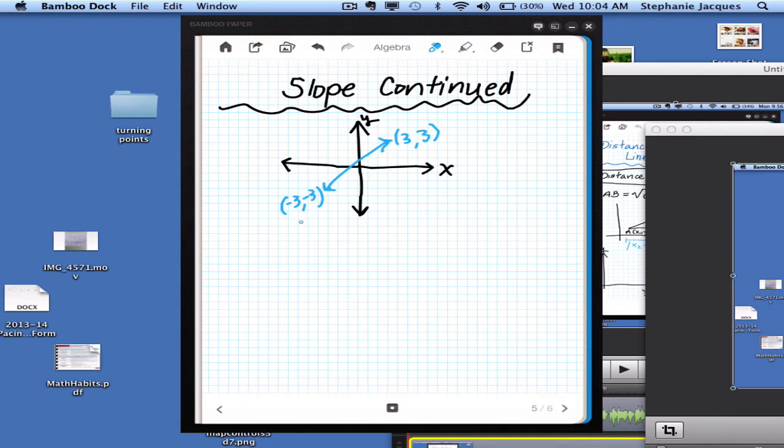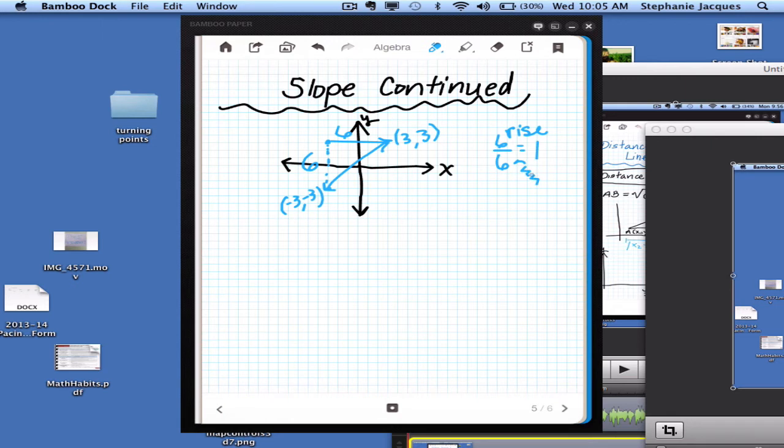If we were to find the slope of this by counting, we go up 1, 2, 3, 4, 5, 6. So our rise is 6. And we go over 1, 2, 3, 4, 5, 6, and our run is 6. So remember, rise over run: 6 over 6, which equals 1.